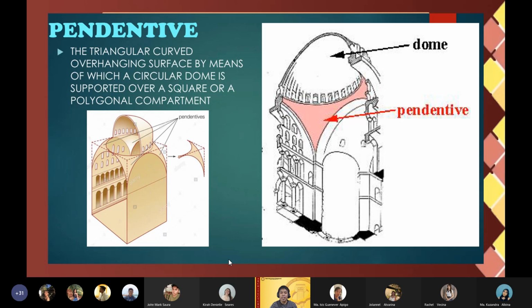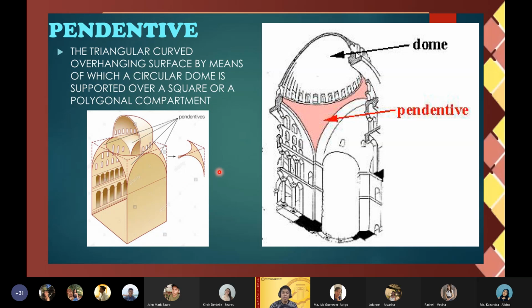So this type, this part of the building, was invented during the Byzantine architecture. So what does it mean, pendentive? It's the triangular curved overhanging surface by means of which a circular dome is supported over a square or a polygonal compartment. So again, why is there a pendentive during the Byzantine architecture? Because they opted to have a square plan, rectangular plan, and have a dome.